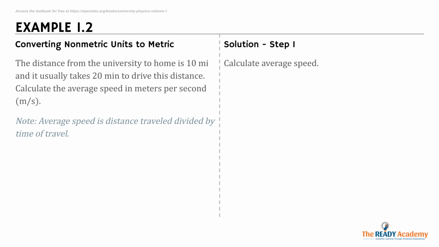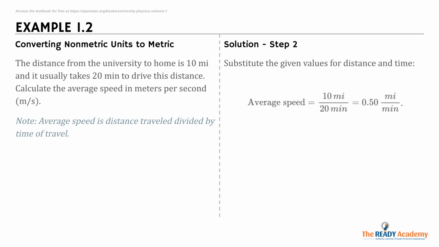Solution. Step 1. Calculate average speed. Average speed is distance traveled divided by time of travel. Take this definition as a given for now. Average speed and other motion concepts are covered in later chapters. In equation form, average speed equals distance divided by time. Step 2. Substitute the given values for distance and time. Average speed equals 10 miles divided by 20 minutes, which is 0.50 miles per minute.